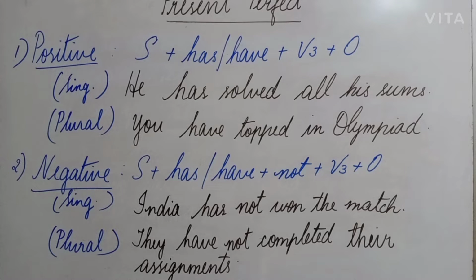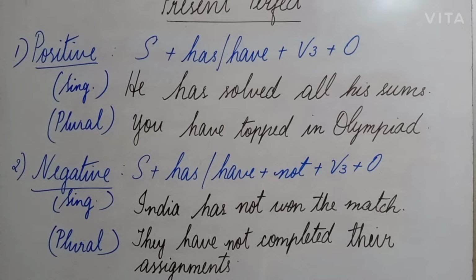So then solved, all his sums. All his sums is the object. How do you find the object? When you ask the question what to the verb, and you get an answer, that is the object in that sentence. So in this sentence, he is the subject, has solved is the supporting verb and the main verb, and then comes the object, all his sums.